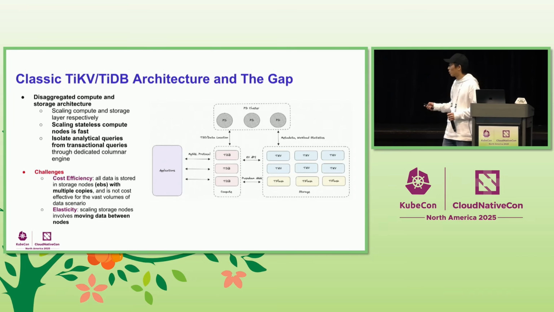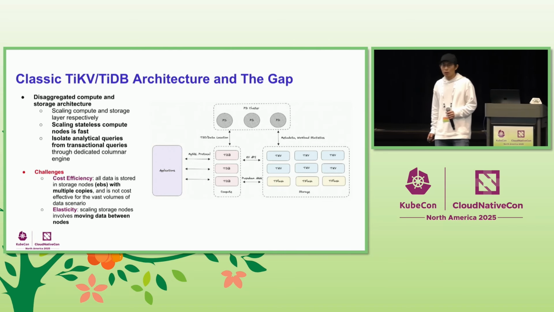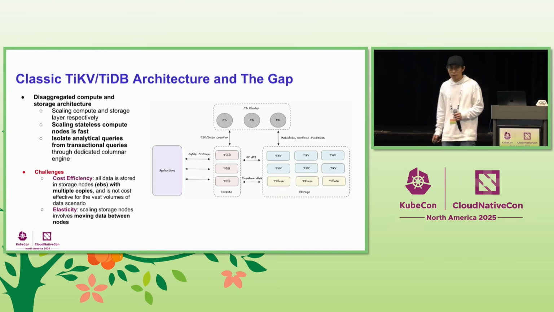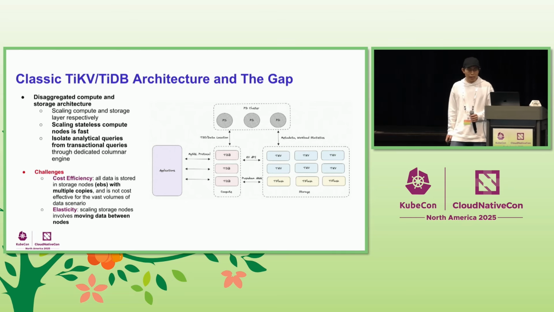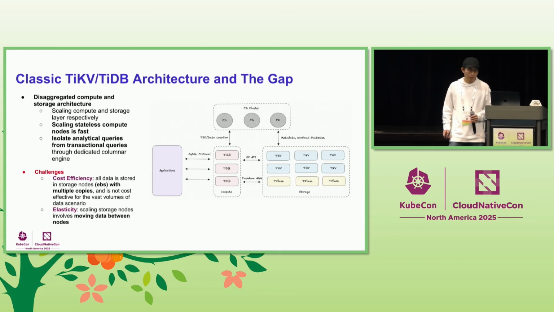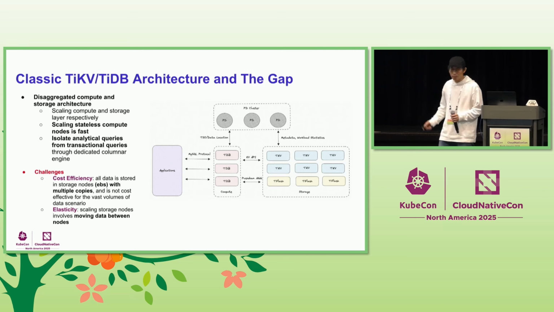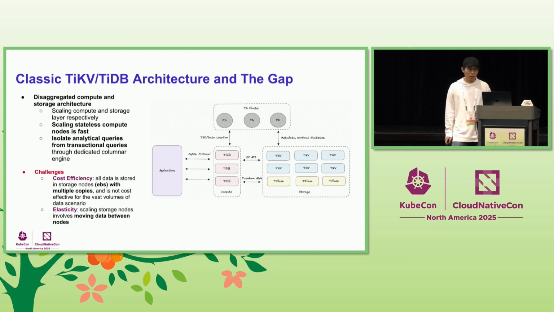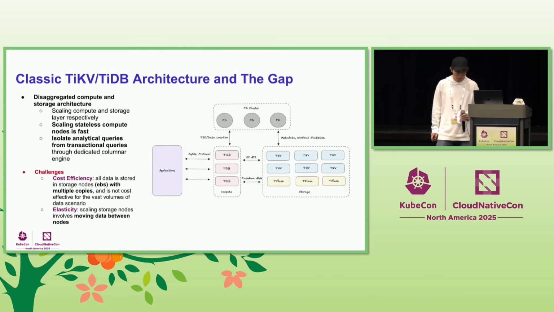Because in this architecture, we store all the data in our storage node. And if we think about the cloud deployment, we usually use the cloud disk, like EBS, to achieve the durability of the data. But when we come to the massive data volume scenarios, this is not cost efficient.